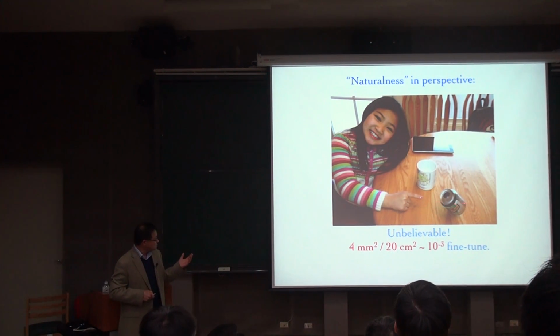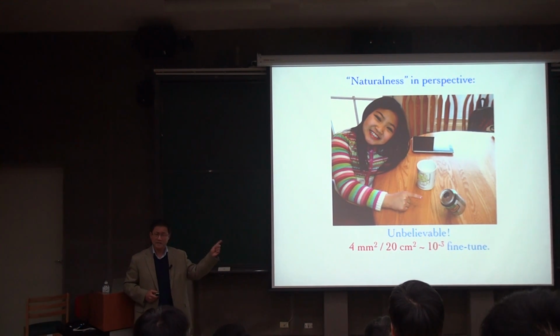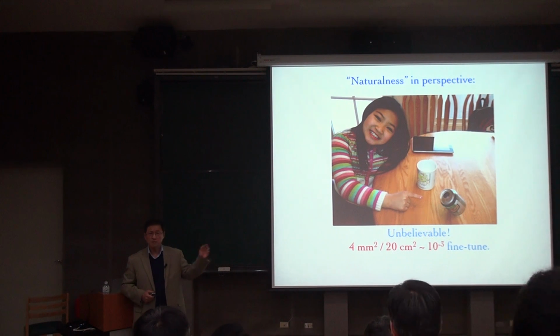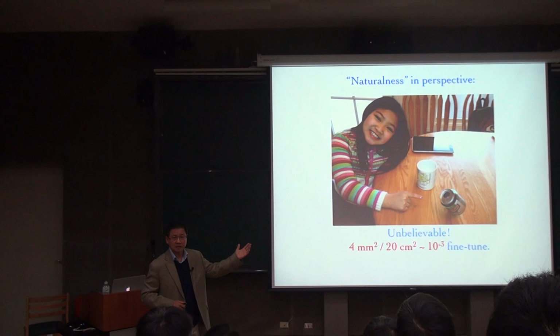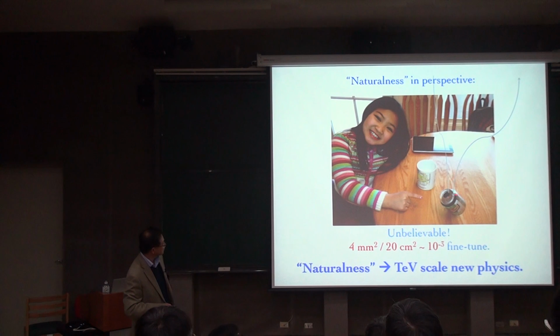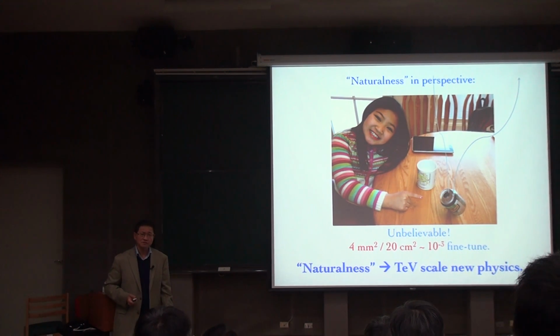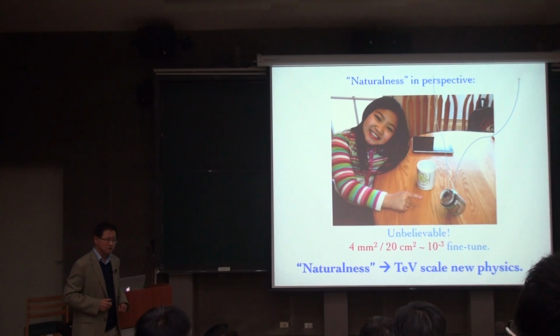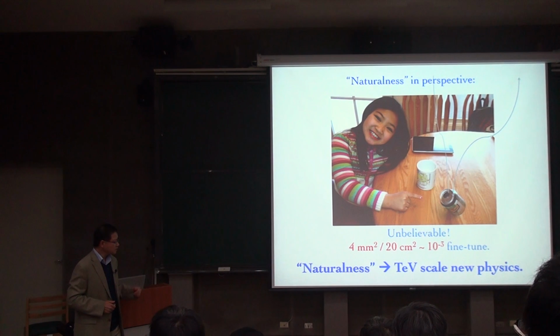10 to minus 3 fine-tuning here means that if you try 1,000 times, you may have the good luck to make this happen once for a few seconds. You wouldn't believe that. If you walked in and saw this happening, you would not dare to continue to walk. You would want to see, wow, what is happening? Maybe someone is doing something for that. You would not believe this is natural. You should not believe this. The unnaturalness is a severe question. To me, it's a very strong motivation to think about other solutions for the Higgs mass. Why is the Higgs mass so different from everything else?